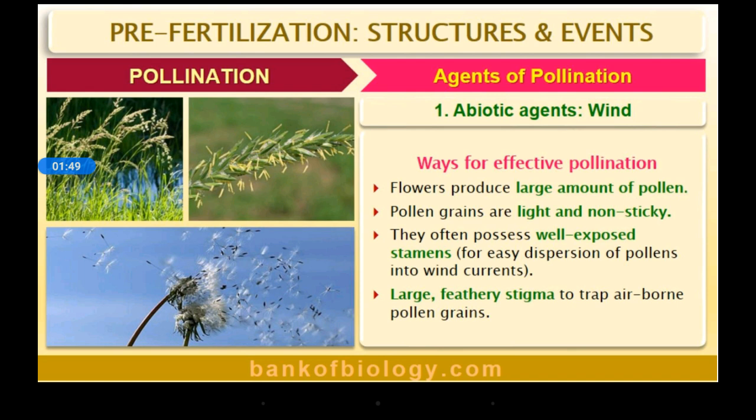For example, flowers produce a large number of pollen grains, which helps effective pollination. Pollen grains are lightweight and non-sticky, so they can be easily carried away by the wind. They often possess well exposed stamens, and large feathery stigma to trap the airborne pollen grains easily.